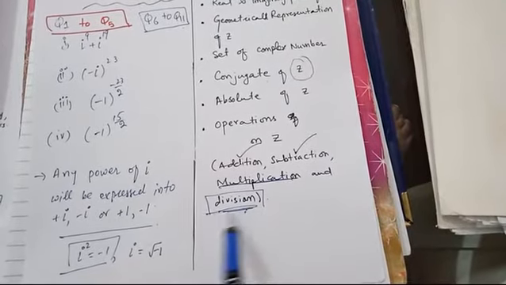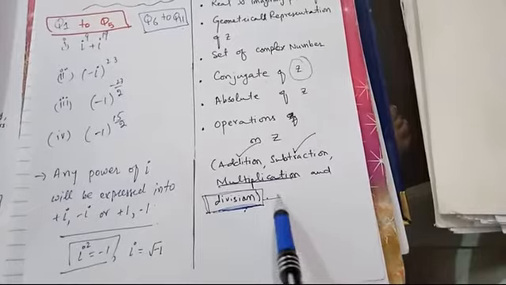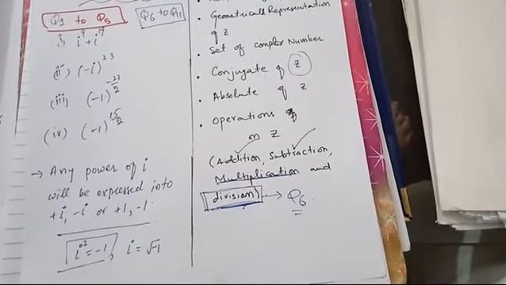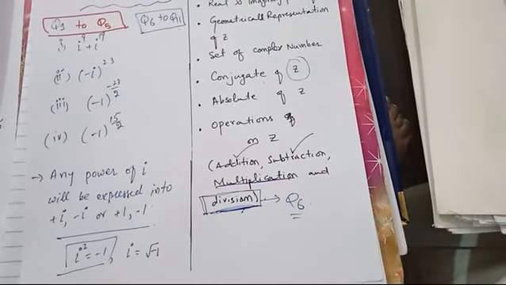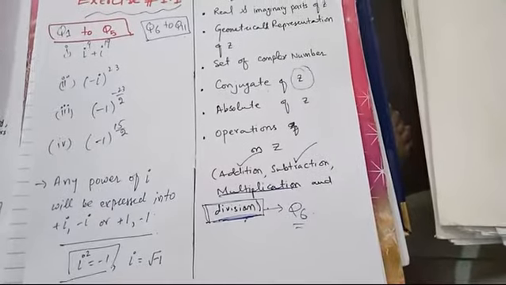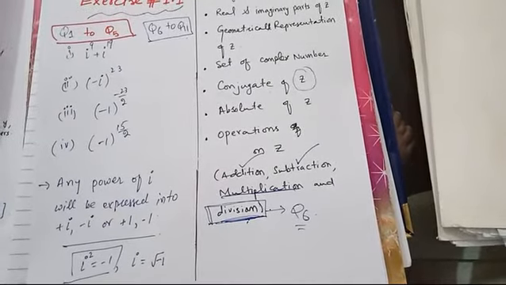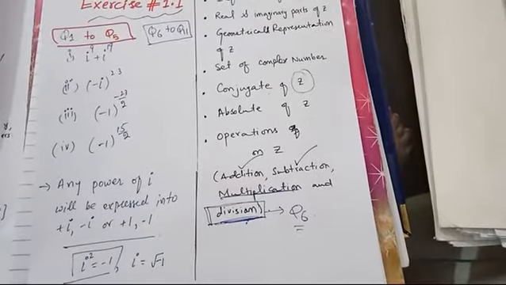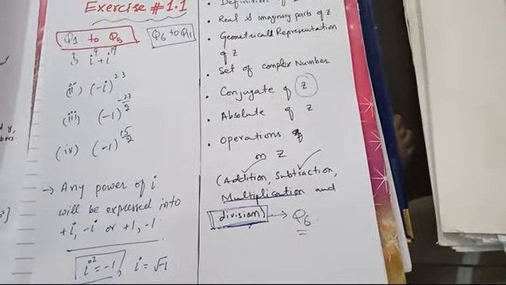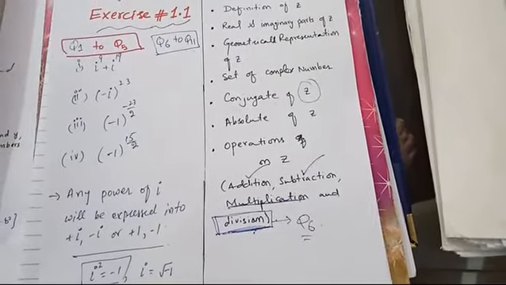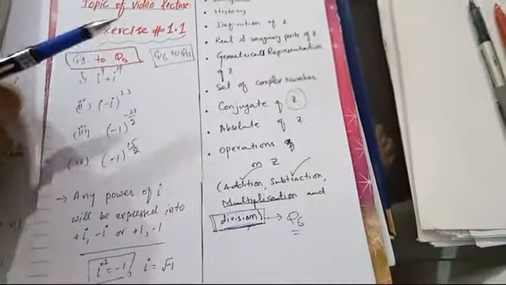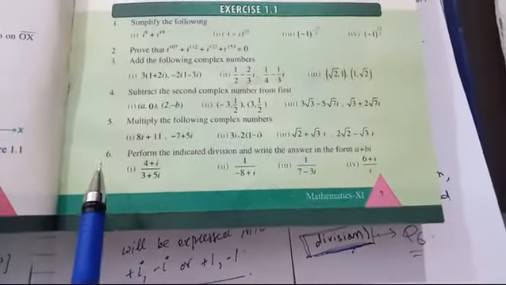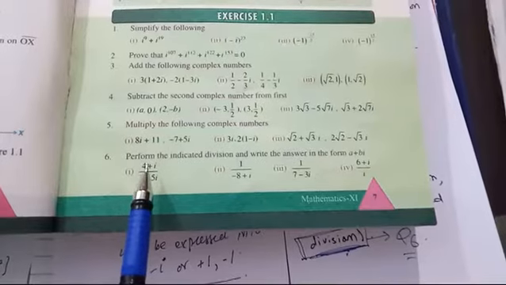Now in this video lecture, in question number 6, we will solve the division of two complex numbers. For division, we already discussed in theory that we use the process of rationalization. So I will briefly revise that process of rationalization from the theory, and then we will switch to question number 6 of exercise 1.1. You see that this is the exercise question.